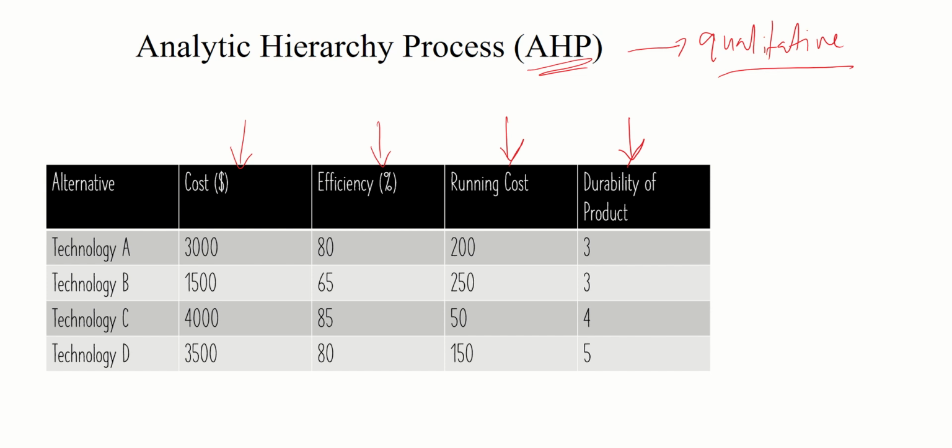What we notice is that there's always a trade-off. So if we look at technology C, the cost of that is $4,000. The durability of that is 4 out of 5. Compare that with technology D. It costs less. It has a higher durability. However, in terms of efficiency, technology D is lower than technology C. So a lot of times we're not really sure whether we prefer cost over efficiency, or do we prefer efficiency over durability, or do we prefer running cost over efficiency, etc. And that's the purpose of AHP.